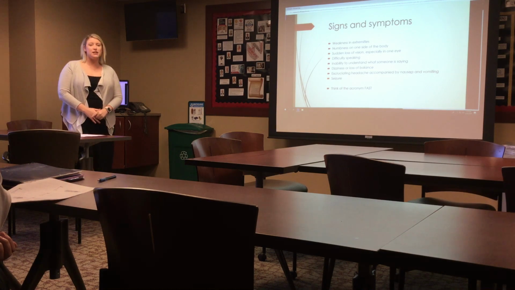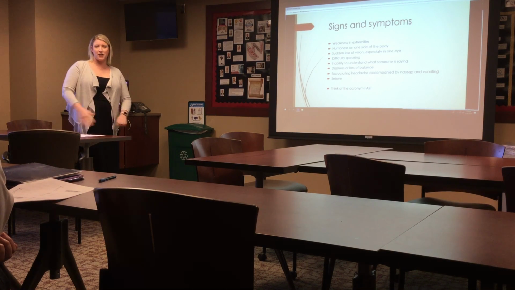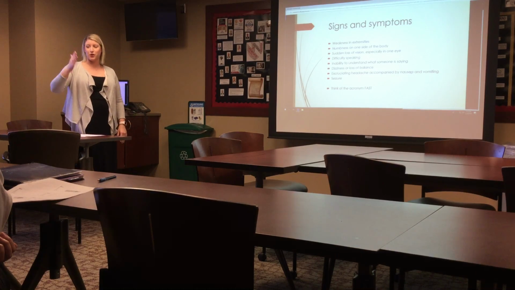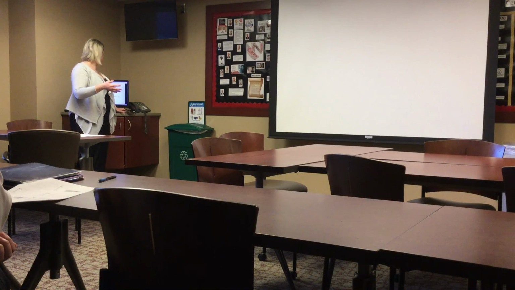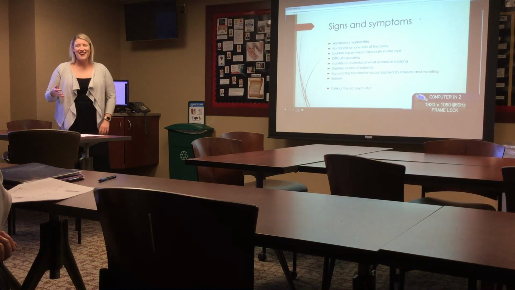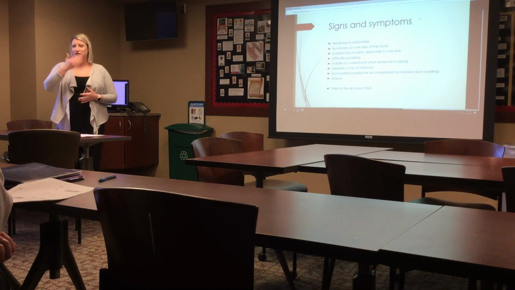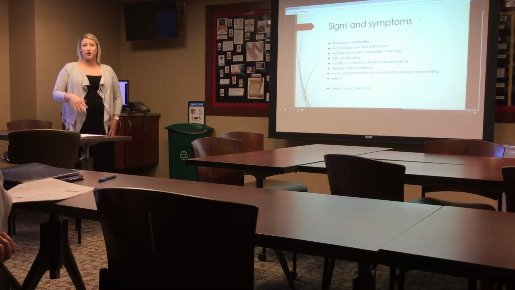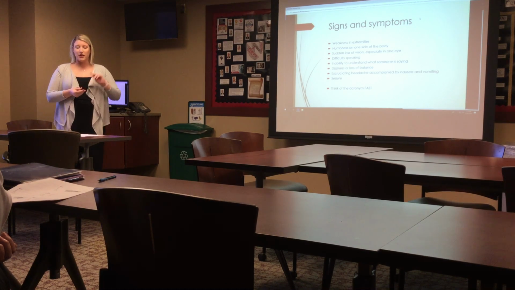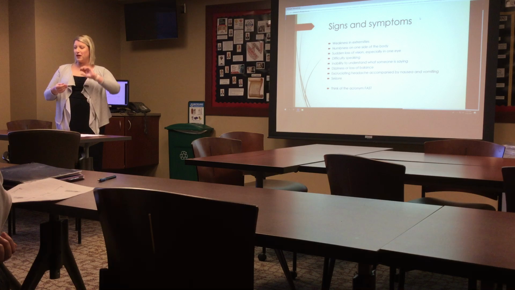All right, so some signs and symptoms of a stroke. Weakness in your extremities. So this is usually one side of your body. You guys know how the brain works. Your left side of your brain controls your right side, and the right side controls your left side. So you're gonna notice weakness in one side of the body. You may have numbness or tingling in your left hand. Your patient may not be able to squeeze as tight on your right hand or your left hand.